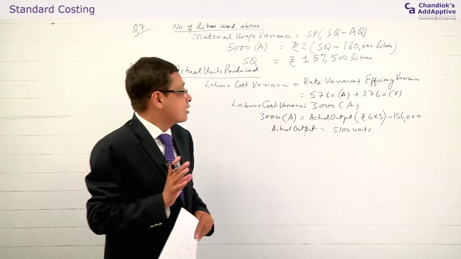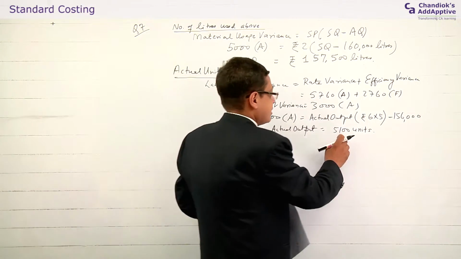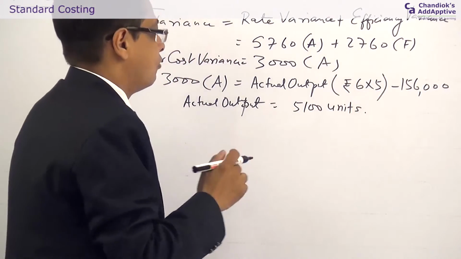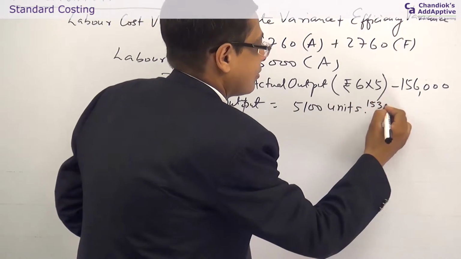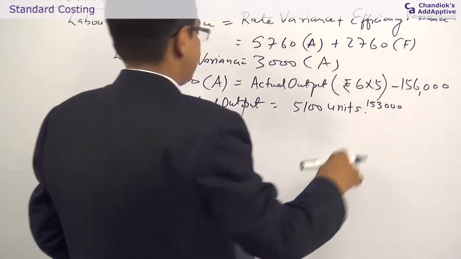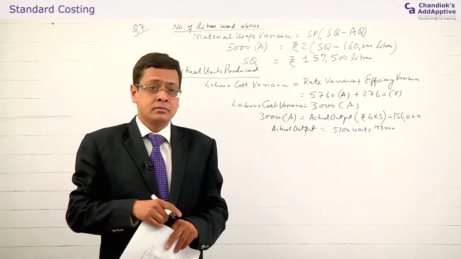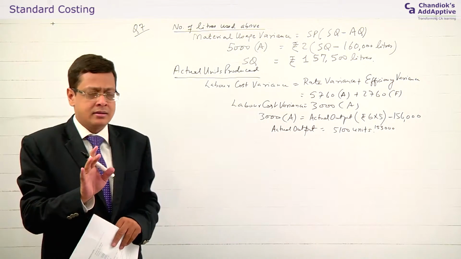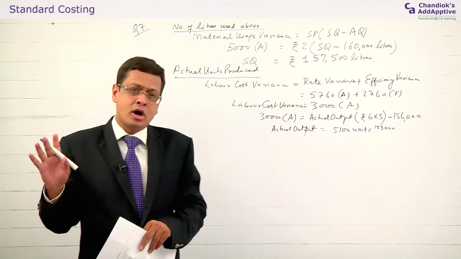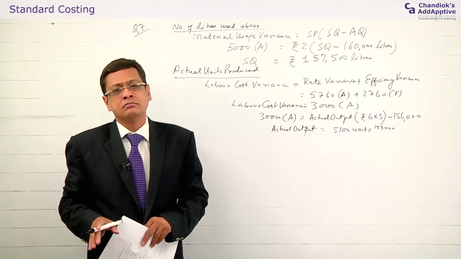But this is not complete. What I have told you, please check it. So, 5100 into 6 into 5 becomes 1,53,000. Subtract 1,56,000, so this minus is 3000 adverse. Right, friend? You have to check if you want to get full marks, and you don't have a choice. You have to get full marks. Then you cross 60 marks in the exam.